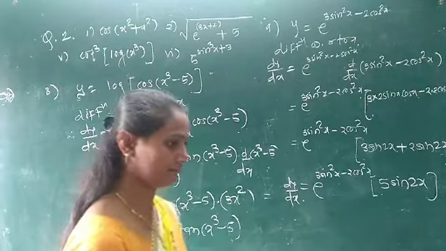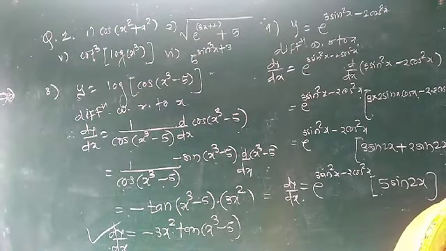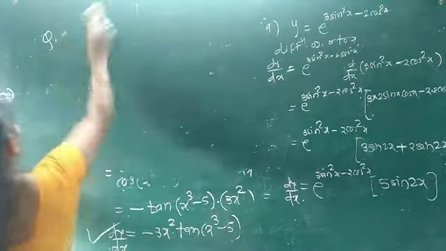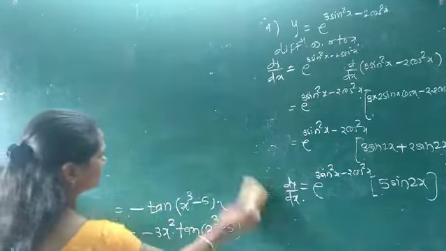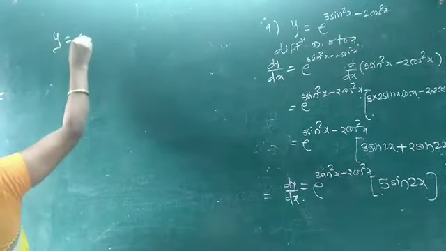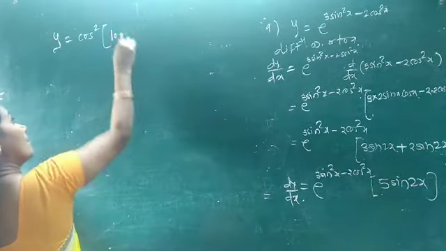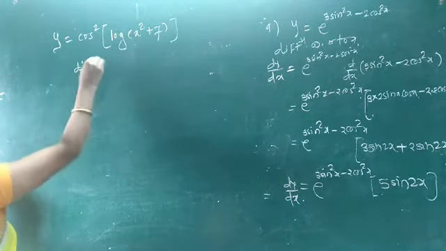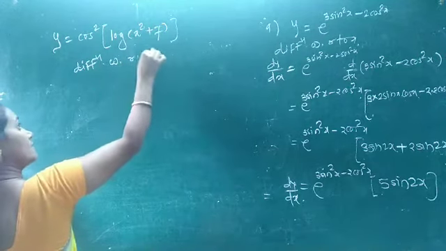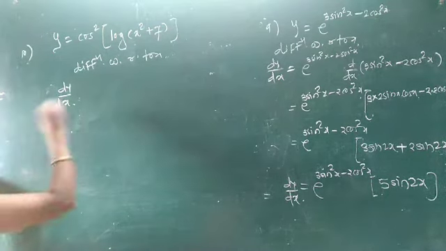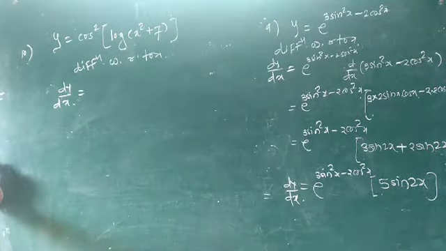Question number 9 done. Now, question number 10 is there. y is equal to cos square of log of x square plus 7. So, differentiate with respect to x. The derivative of y is dy upon dx. So, cos square theta, that means cos theta whole square.